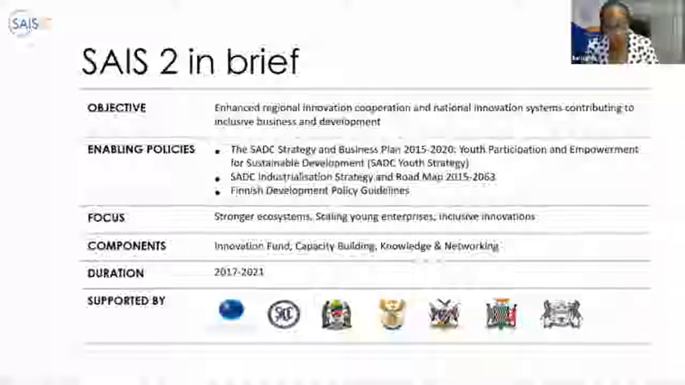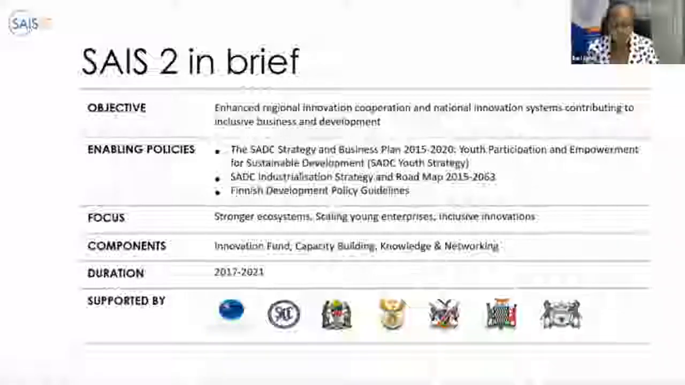The program focuses on 3 areas: stronger ecosystems, scaling young enterprises, and inclusive innovations. And it has those 3 components of an innovation fund, like Ilari mentioned earlier, capacity building, and knowledge and networking, which I'll go into in the next few slides. Its implementation for this phase is from 2017 to 2021. At implementation level, apart from the 5 African governments that are represented by their ministries responsible for innovation, these governments have selected national focal points in these African countries.